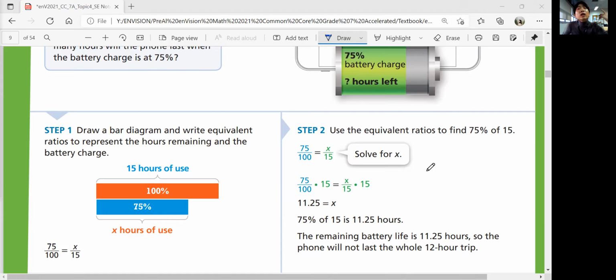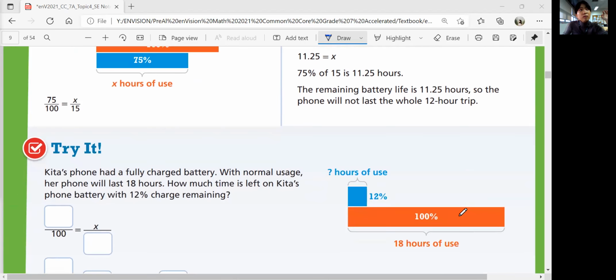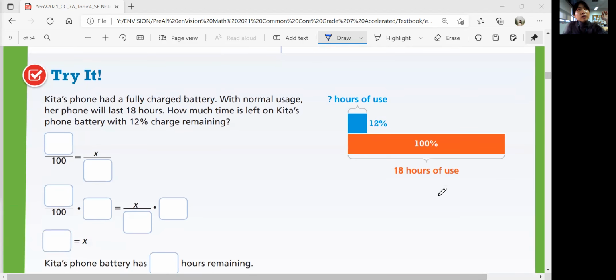So will the phone last the whole 12-hour trip? 11.25 hours is less than 12 hours, so it's not gonna last the whole trip, is the answer. Okay, let's look at the try question. Kita's phone had a fully charged battery. With normal usage, her phone will last 18 hours. How much time is left on Kita's phone battery with 12% charge remaining?